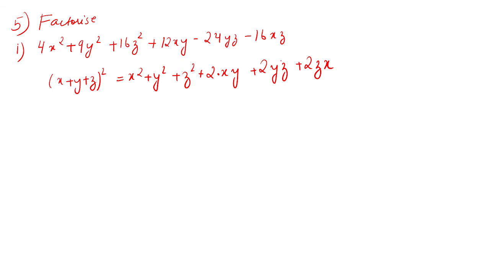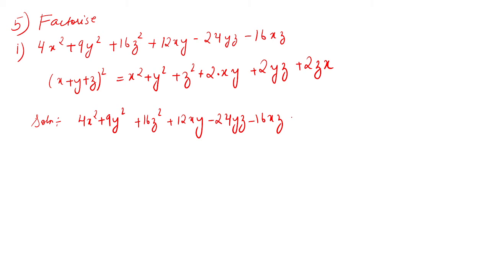Now let us see. Okay, now you look at this given equation. Therefore you can write solution. Okay, 4x square plus 9y square plus 16z square plus 12xy minus 24yz minus 16xz. Okay, you look at this carefully. Okay, this will all form in one line. Okay, I'll be making use of 2 lines here, because we have a shortage of space.